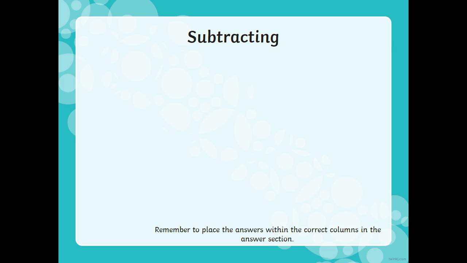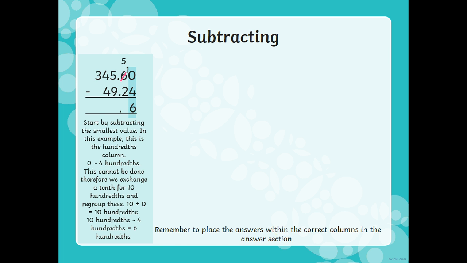Let's have a look at subtracting now. We still use the exact same rules that you would for column addition and column subtraction. The only difference is that you remember that decimal place and you keep all of your digits within the correct place value columns. So we've got 345.6 subtract 49.24. Start by subtracting the smallest value. In this example, this is the hundredths column. We've got 0, subtract 4 hundredths.